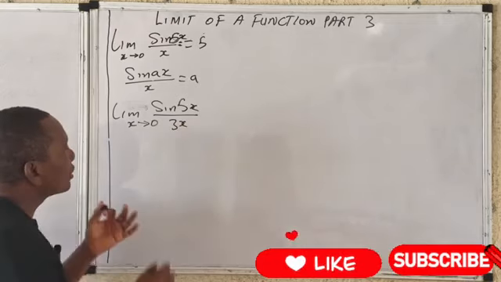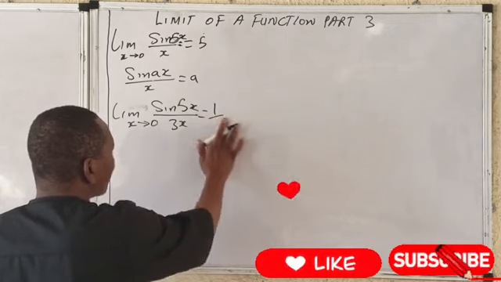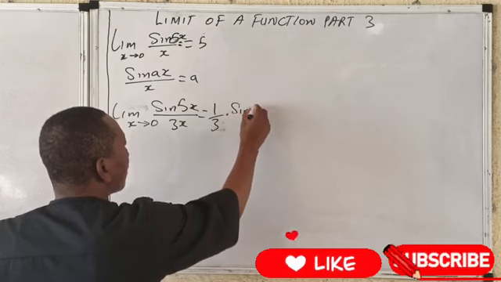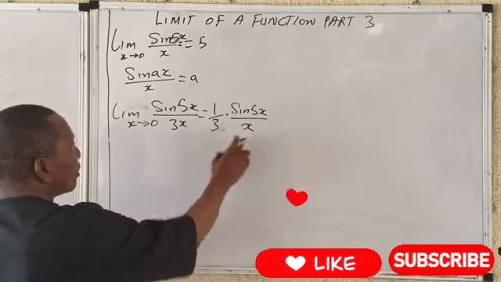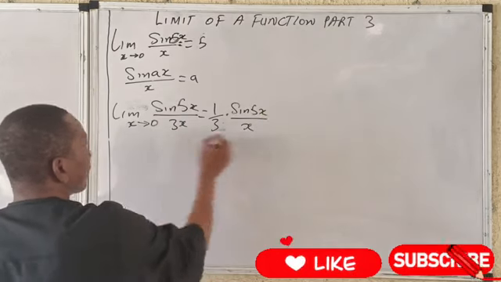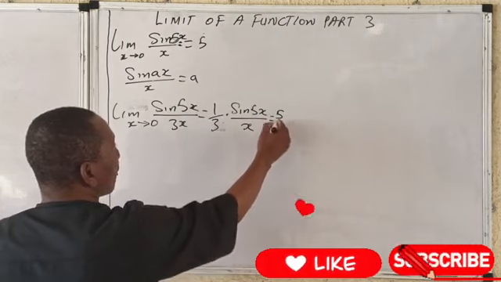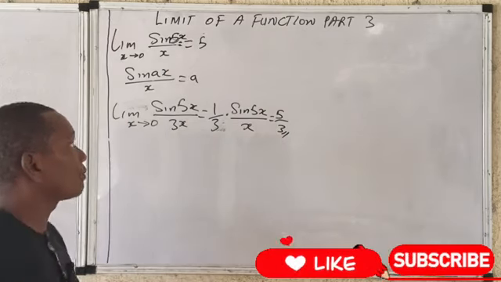Now, I can write this as 1 over 3 multiplied by sine 5x all over x. If I multiply this out, we have the same thing. This one, what will it give you? It gives you 5. If you use 1 over 3 to multiply 5, what will you have? 5 over 3. This is your answer. So it's very simple stuff.